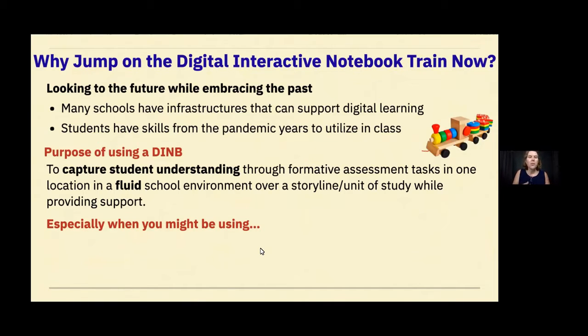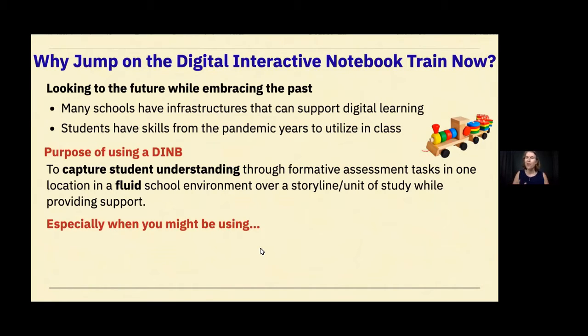But when I look to the future, but also looking at what we've done in the past, schools more than ever, now not everybody, of course, it depends on your situation, but a lot of schools now have really upped their infrastructure, their technology profile, where it will support digital learning. And students have all these amazing skills that they've learned from the pandemic. So the purpose that I see of using a digital interactive notebook is to capture student understanding, which is huge, and a formative assessment piece, through formative assessment tasks in one location being key, in a fluid school environment.